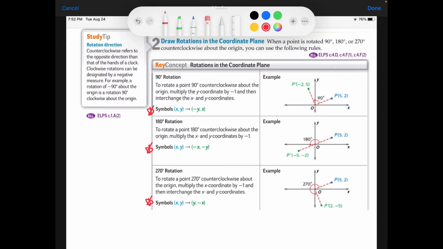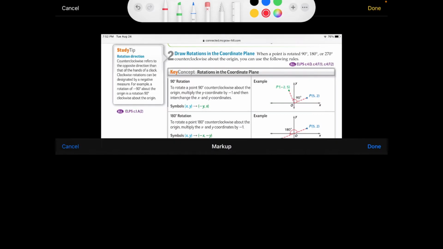For a 270 degree rotation, you can look at the pictures to know how those rotations would look. We would flip the coordinates x and y and change the sign for x. So here in this study tip, it mentions that if you are given a negative sign, like a negative 90 degree rotation, that is an indicator that they want you to go clockwise. So that's a rotation about the origin, clockwise. All right, so just keep in mind that if they give you a negative, that means you would have to rotate clockwise.